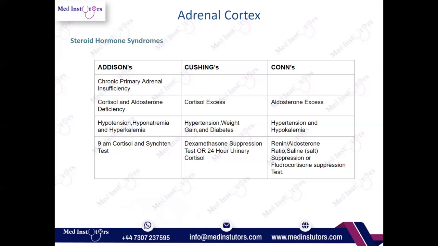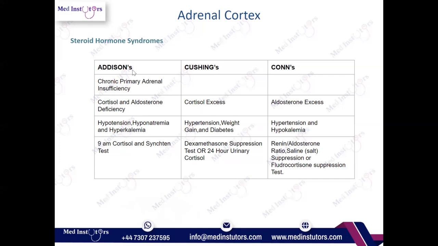Okay, your job from this presentation is to memorize at least these tables. These are your SPAs. It would cover all of your Addison, Cushing, and Conn's in a nutshell. So what is Addison? If you quickly want to revise these three together, Addison is chronic primary adrenal insufficiency. That means there are no adrenal hormones. Cortisol and aldosterone deficiency. If there is no cortisol and aldosterone, the normal functions of cortisol and aldosterone would be lost. Patient may have hypotension, hyponatremia, hyperkalemia. Tests are 9 AM cortisol and synacthen test.